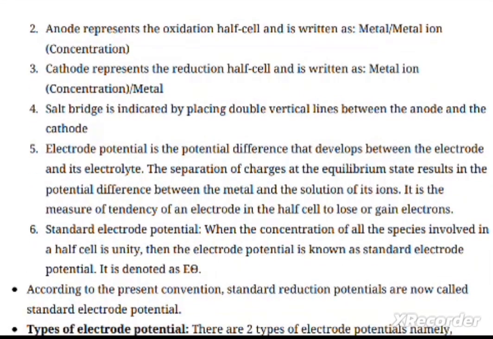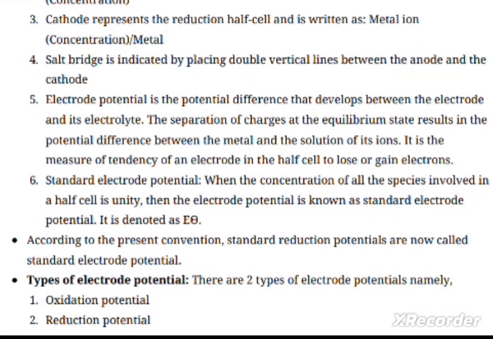Fifth, electrode potential is the potential difference that develops between the electrode and its electrolyte. The separation of charge at the equilibrium state results in the potential difference between the metal and the solution of its ion. It is the measure of the tendency of an electrode in a half cell to lose or gain electrons.